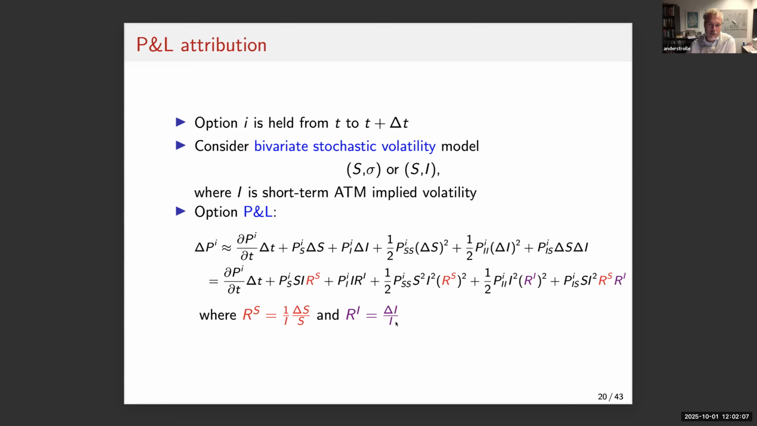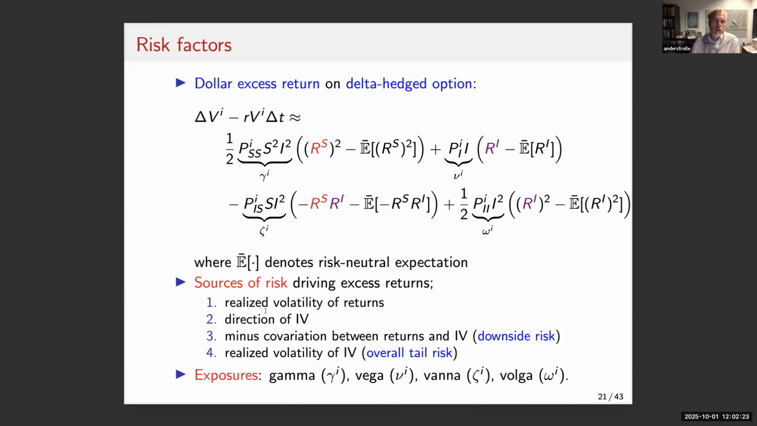And so specifically, it's the return on the index scaled by volatility, and the relative change in the volatility. But that's just because these numbers are more comparable across credit and equity, and they're also more stable over time. So that's why we express it in those terms. But then we can compute the dollar excess return on a delta hedged option, and we show that there's basically 4 sources of risk that drive excess returns.